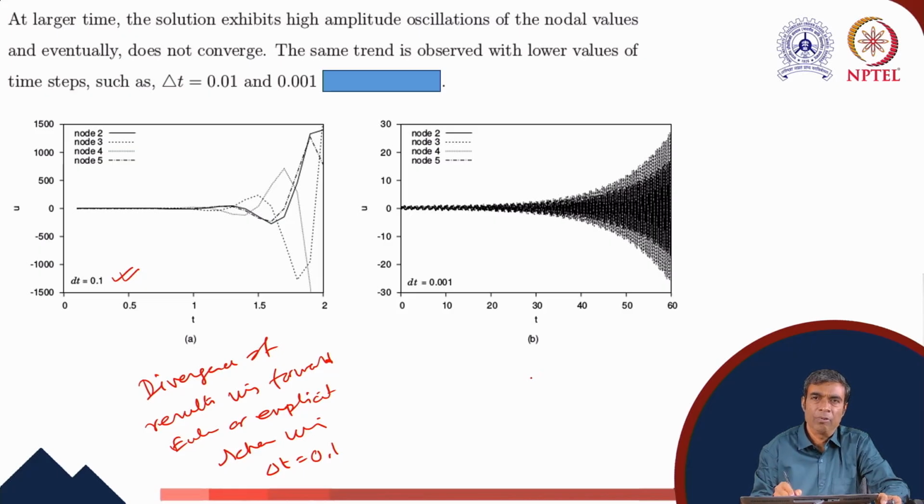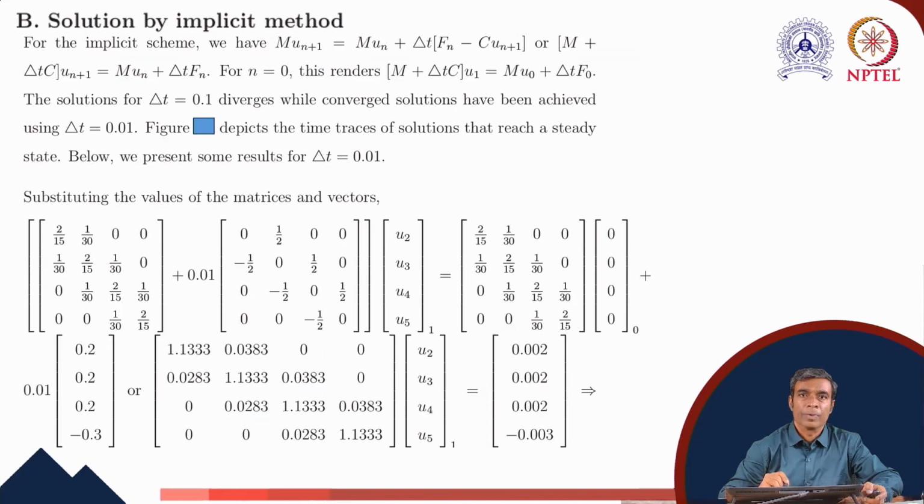It means that for the explicit scheme, the solutions do not converge for this problem, and delta t equals 0.001. So this is shown in the second case. The first order wave equation in the unsteady state, the solution of which was not achieved using the explicit scheme, is now attempted using the implicit scheme.